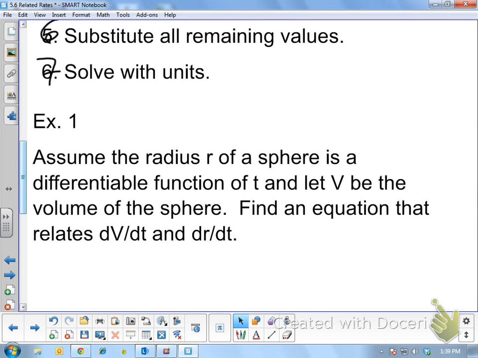So this one we're not going to follow the steps that we have written down. We're just going to worry about writing out the equation right now. So first we need an equation. We can't get dV/dt or dr/dt unless we have a volume and a radius. So first we just need a regular equation before we implicitly differentiate that to get those values.